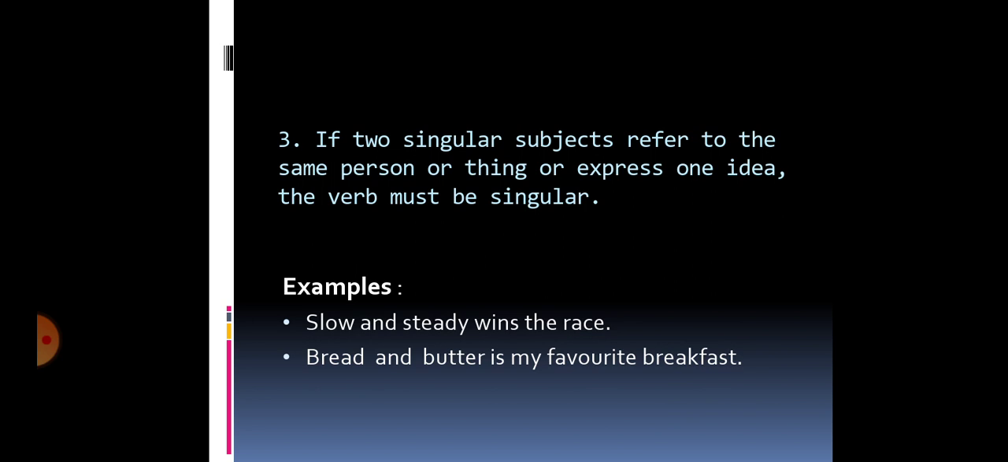If two singular subjects refer to the same person or thing or express one idea, the verb must be singular. For example, slow and steady wins the race. Bread and butter is my favorite.